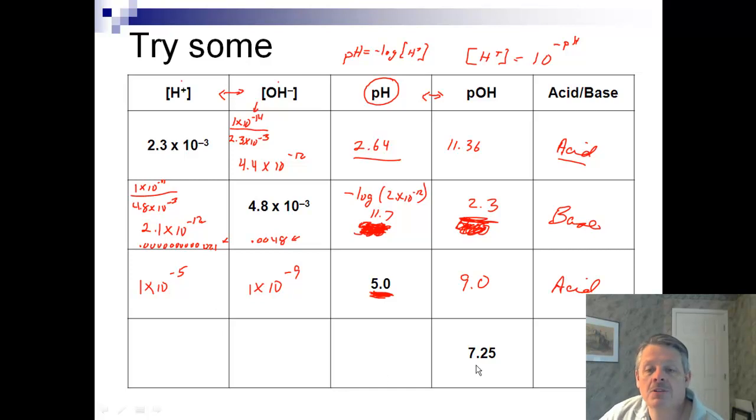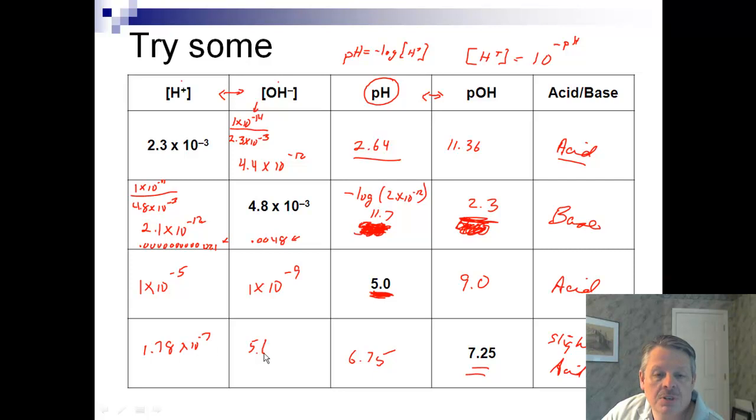All right, how about this last one? Well, the last one's going to be pretty close to neutral. It isn't neutral. It is going to be slightly acidic, but it's close to neutral. See if you can figure this out. All right, well, certainly I can get to my pH, which is 6.75. So that is slightly acidic. When I work my numbers back over here, I'm not going to waste your time doing the whole thing, but it's 1.78 times 10 to the minus 7th and 5.62 times 10 to the minus 8th.